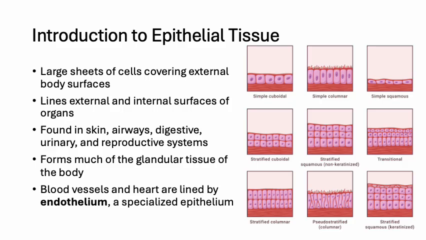Epithelial tissues form large sheets of cells that cover body surfaces like internal passageways and form glands. You'll find epithelial tissues in the skin, respiratory, and digestive tracts, as well as the urinary and reproductive tracts. One specialized type of epithelium called endothelium lines blood vessels and the heart, creating a smooth surface that reduces resistance to blood flow. Because epithelial tissue often forms boundaries between different environments, it plays a key role in protection, absorption, secretion, and filtration.